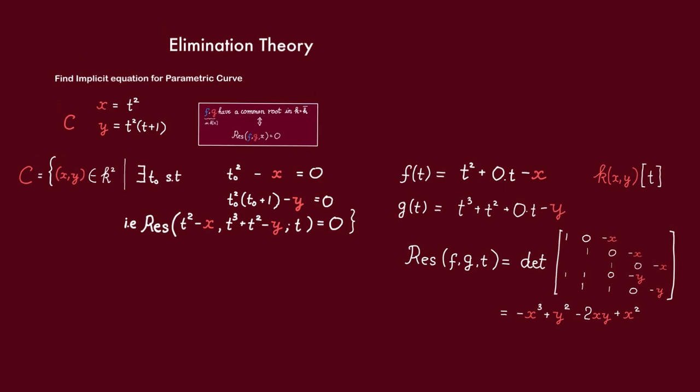In the next video, we're going to talk about another important application of the resultant, namely to count and find intersections. Then we'll use it to give an elementary proof of Bézout's theorem.